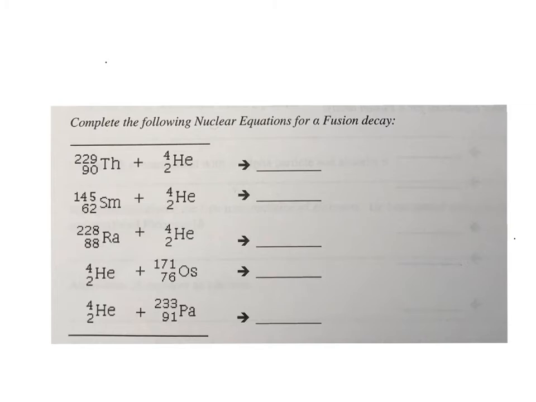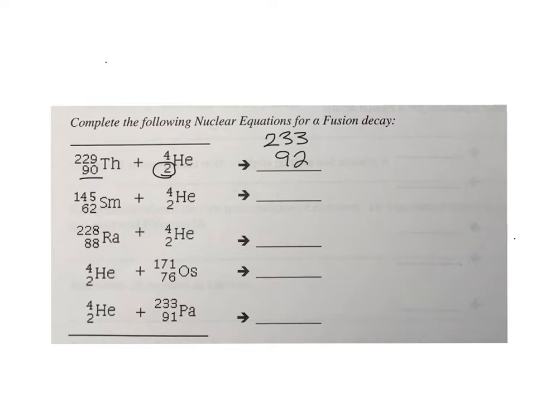Alpha fusion is the opposite of fission. So you are literally fusing 2 particles together, or in this case, adding them. And so if you start with something like thorium-229 with an atomic number of 90, and you add a helium nucleus to it, or an alpha particle as it's often known in nuclear radiation, you just add them together. So the masses would increase by 4. 229 plus 4 becomes 233, and 90 protons plus 2 more protons become 92.